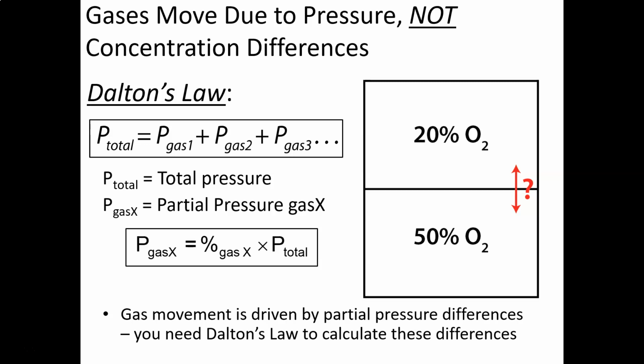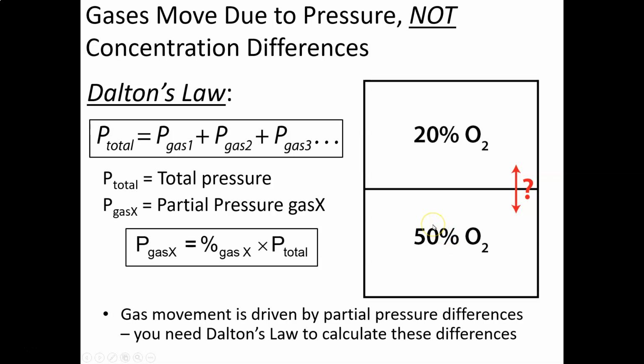And the reason I say that is these values are given in percents. And it's not the percents of gases that drive their movement, it's the partial pressure. So gas is moved according to partial pressure differences, not concentration difference. So having the percentages doesn't help us. What we really need to know here is what's the partial pressure of the gas here and what's the partial pressure of the gas here on the bottom.